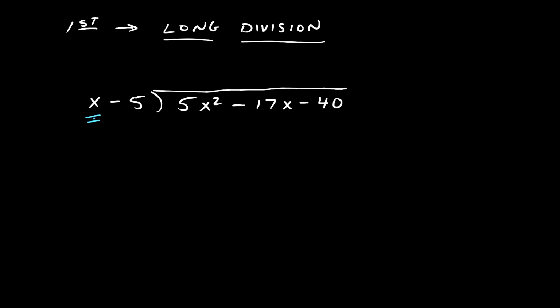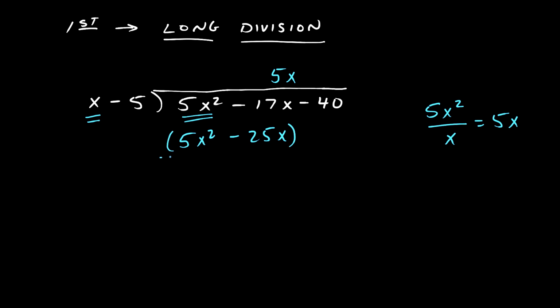So here we have x in the x minus 5, and here we have the 5x squared are our lead terms. So we're going to divide 5x squared by x. That gives us 5x. So that's our first answer, 5x. And then in regular division, we would normally multiply this times the x minus 5, our divisor. So we do 5x times the x, which is 5x squared. And then we do 5x times minus 5, which is minus 25x.